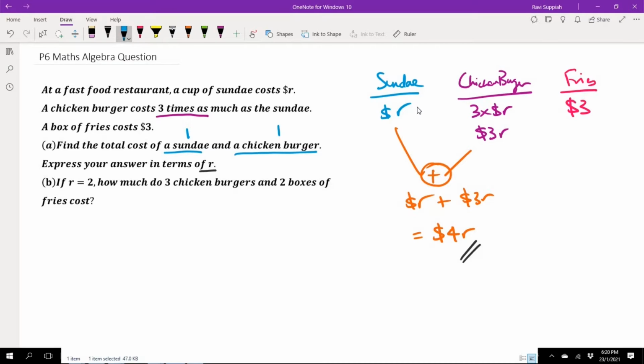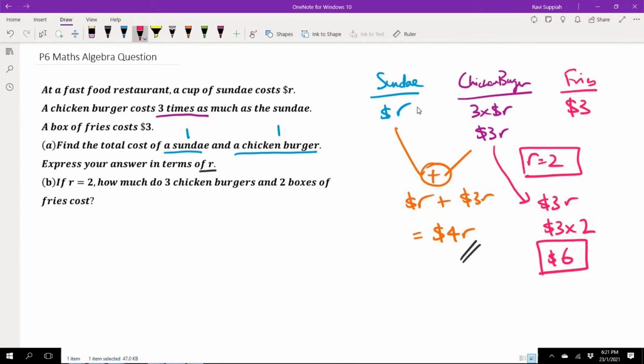In part B, we are told that if R equals 2, how much do 3 chicken burgers and 2 boxes of fries cost? Okay, so now we are told that R is equal to 2. So if R is equal to 2, each chicken burger will be costing 3R, which is 3 multiplied by R, which is 2, which is $6. Okay, so each chicken burger is now going to cost $6. And we are told that we have 3 chicken burgers. So 3 times $6 will give me $18. So that is for the chicken burgers.